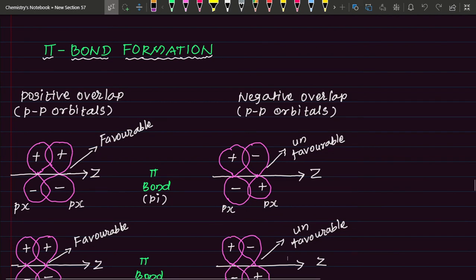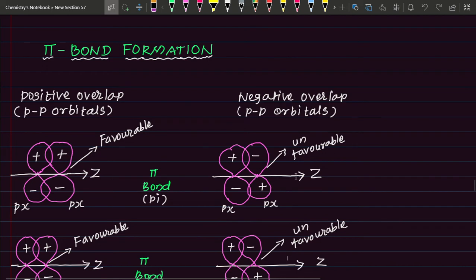This is the px axis, this is the z axis. So both are positive, positive. So this bond formation is favorable. See here, pi bond. See here, this plus minus minus plus, px px. This is unfavorable at the z axis. Please don't forget the axis.